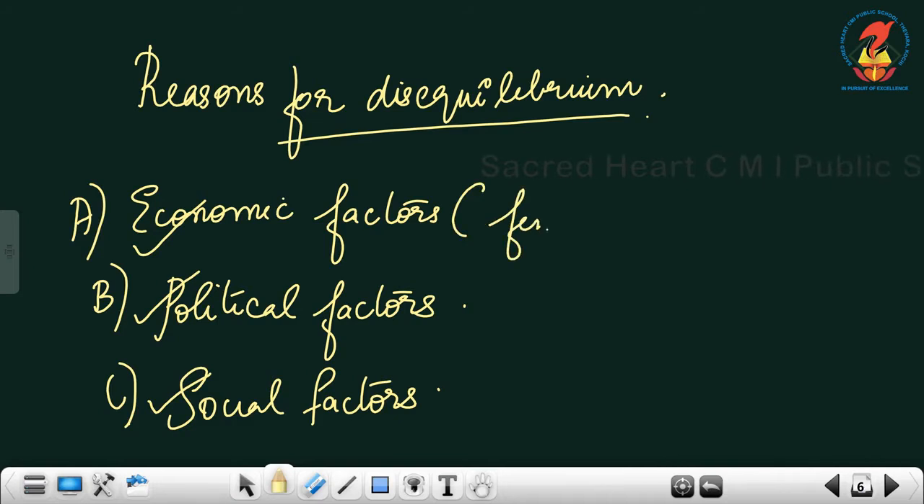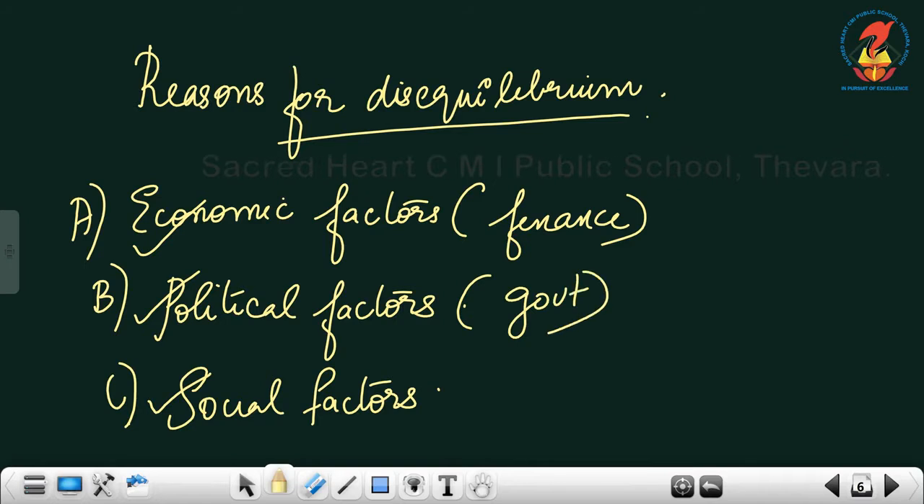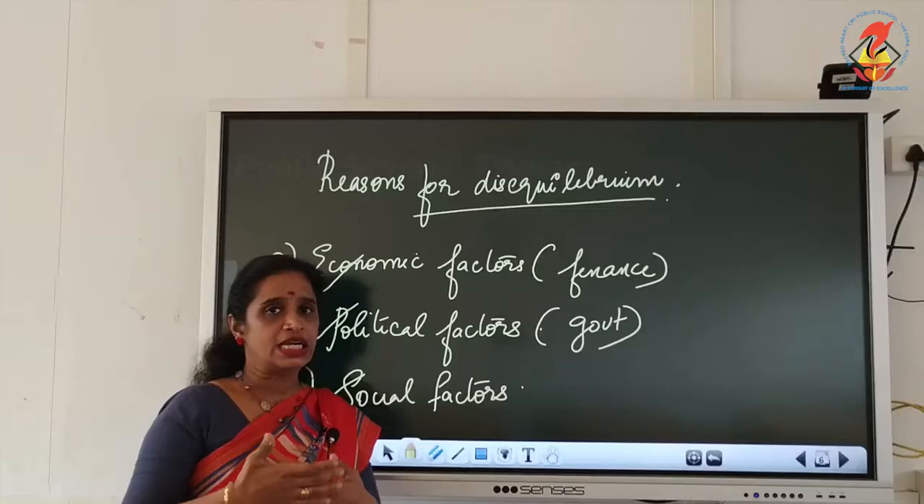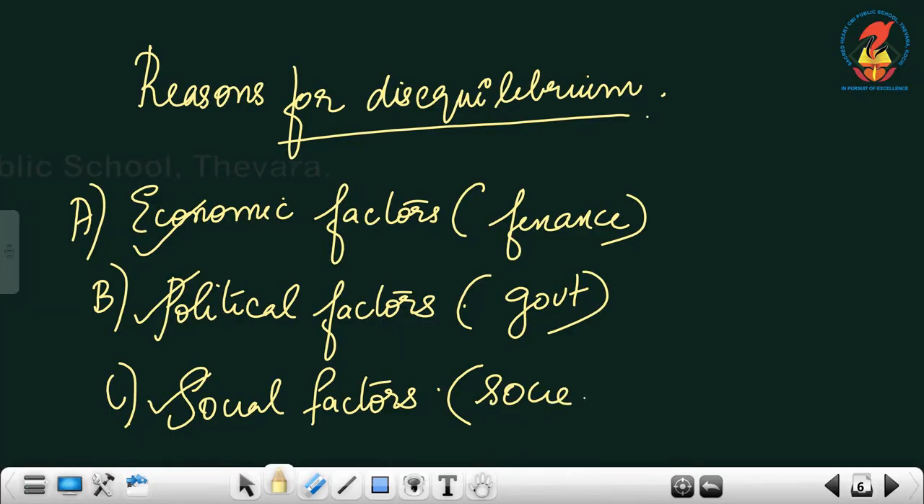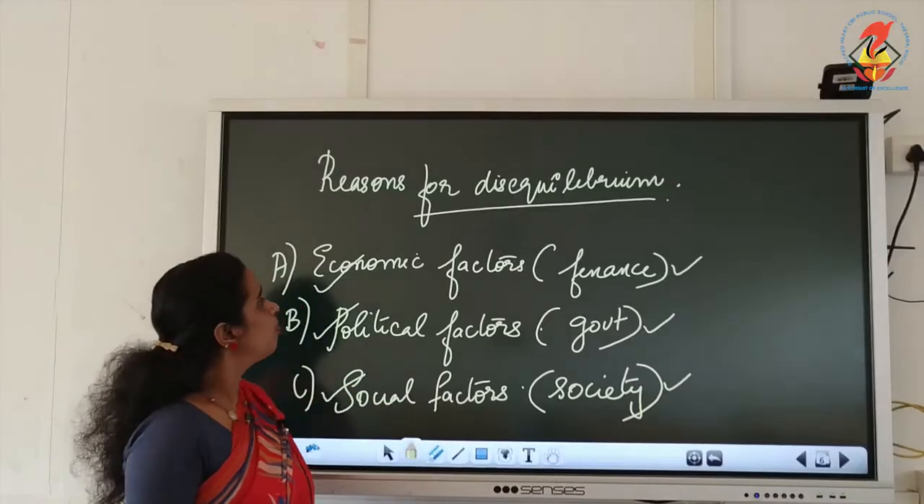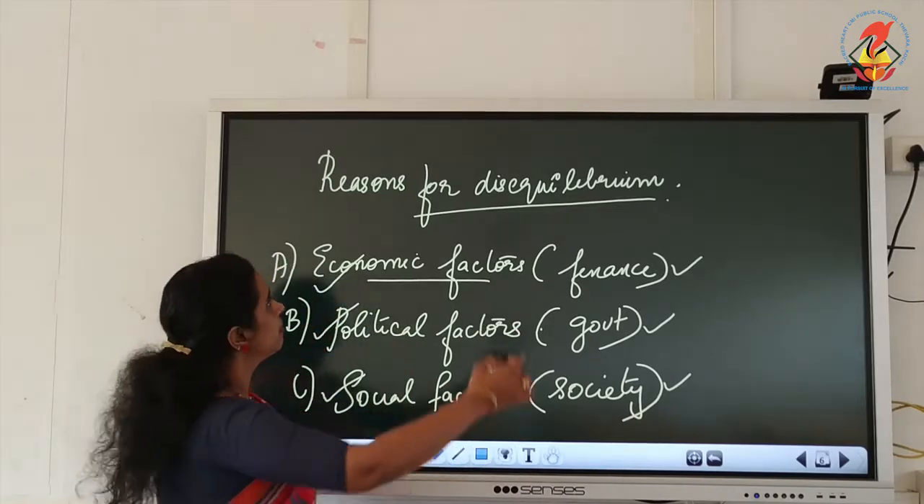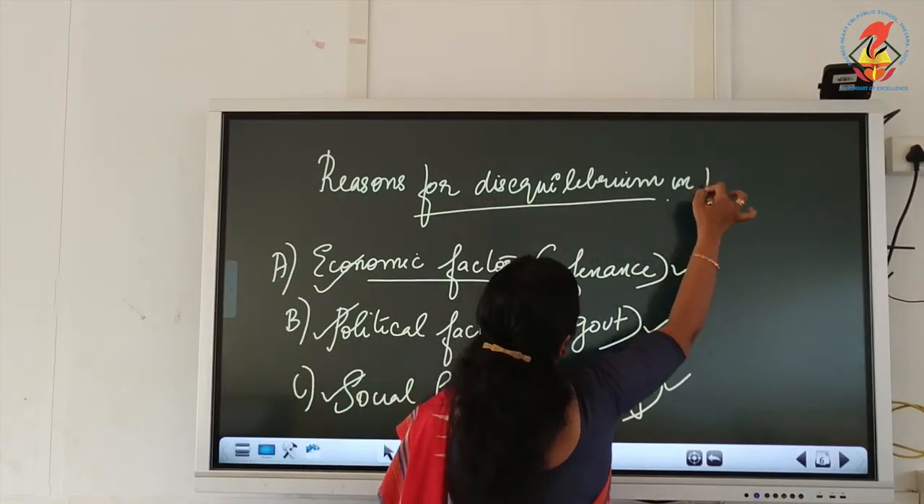Economic factors are related to finance, money. Political factors are related to government, the government existing in the domestic country. When we speak about it, we'll take India into consideration, our domestic country. Then come the social factors, society where people are involved. So these are the three factors: economic factors, related to finance, political factors, related to the government, and social factors, related to society. Now let us see how economic factors can cause disequilibrium in balance of payment.